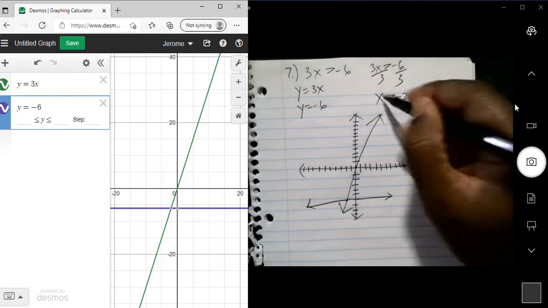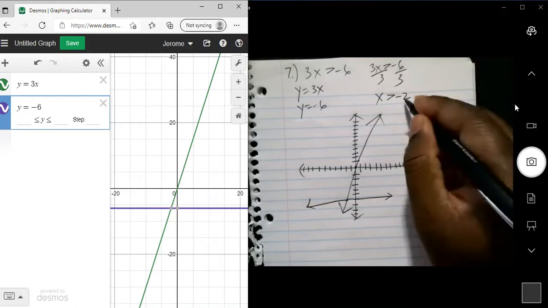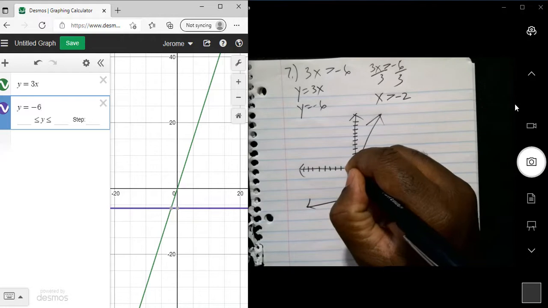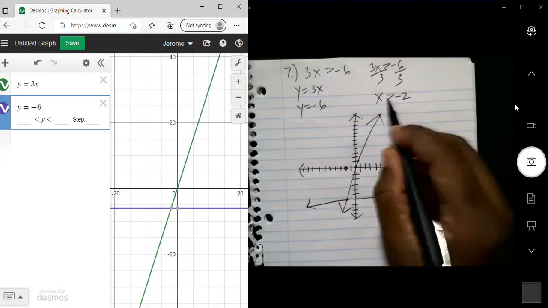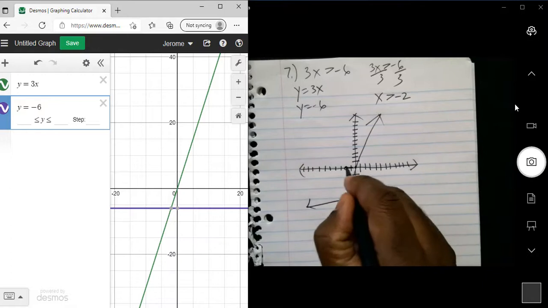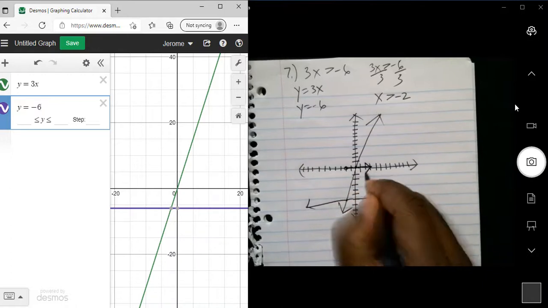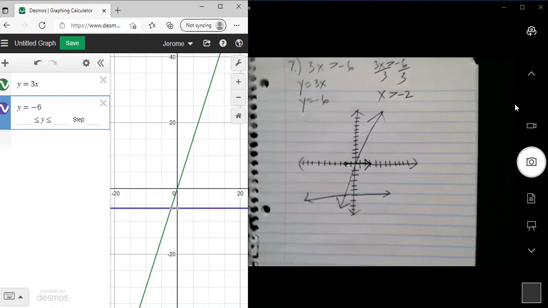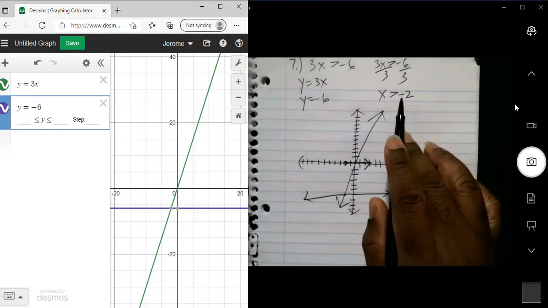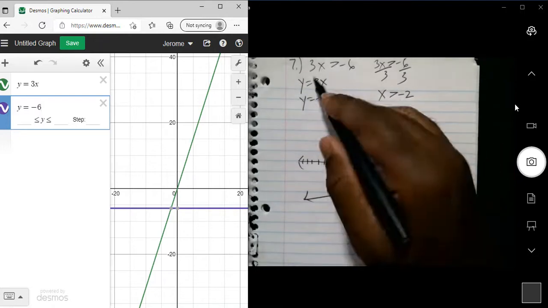But then to do the inequality, you have to go where x is -2, which is here. Put an open circle, and since x is greater than -2, you have to draw the line going to the right, and that's it. So basically we have our number line for the inequality, and then we graph both of these lines.